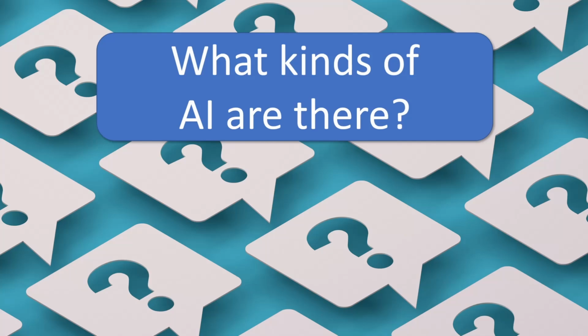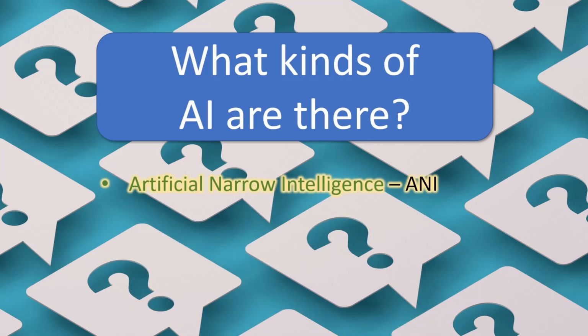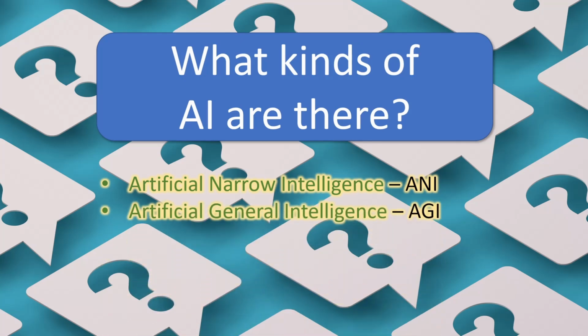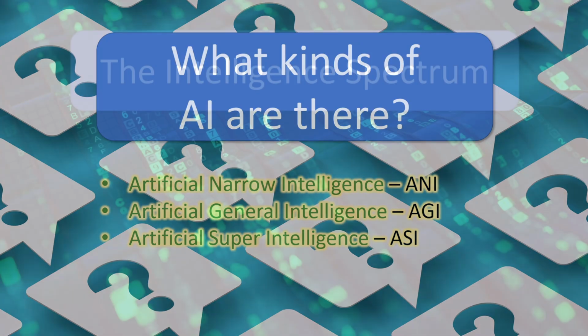So what kinds of AI are there? In past videos we have looked at the three most common categories of AI. Artificial narrow intelligence, artificial general intelligence, and finally, artificial superintelligence. Before we look at these in detail, we are first going to look at intelligence in general.